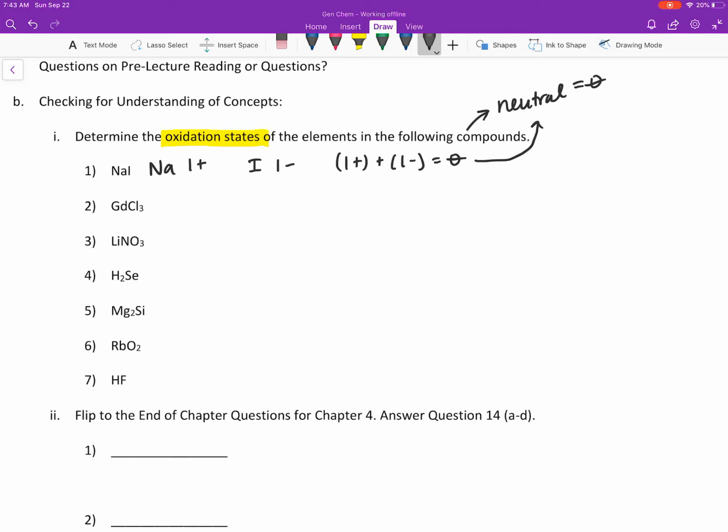Now the next one is gadolinium and chloride. So we need to look at the periodic table and look at where gadolinium is, and then think about where chloride is to determine if any of our rules apply from before. Okay, so we have gadolinium and chloride. So we know that chloride must be 1 minus because of our rule about the halogens. So even if we're not sure about the gadolinium, we could always look at the chloride.